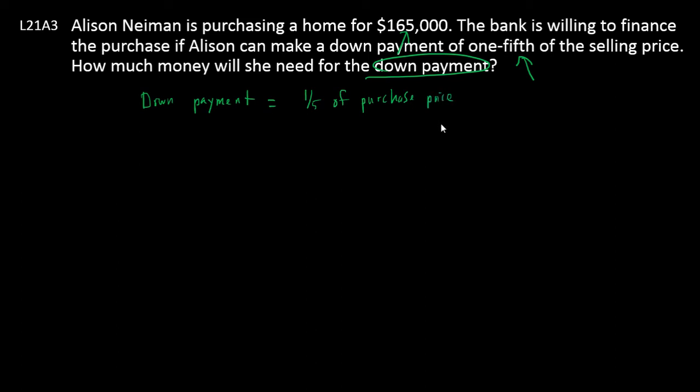Now, is this the case in every example? Definitely not. Again, this is completely contained within this problem. So you have to be on the lookout for problems like this where you won't be able to just grab an equation from your equation sheet or from your lesson. You'll just have to use context clues to build your equation. So we need to find 1/5 of the purchase price, which is 1/5 of $165,000, which is 1/5 or 0.20 times 165,000, which is equal to $33,000. So that will be the price of her down payment.